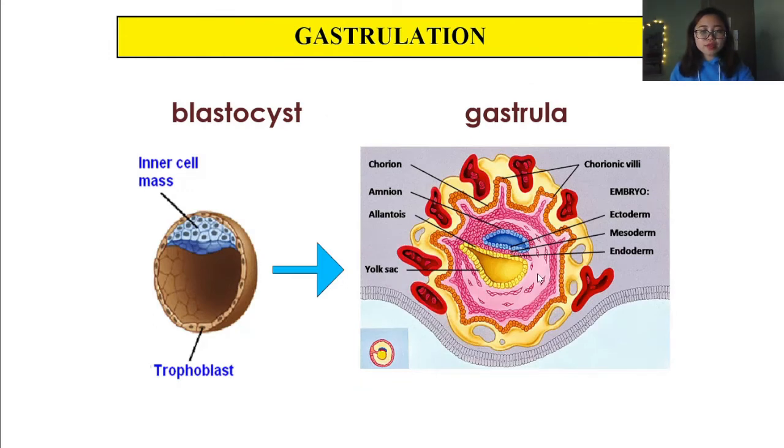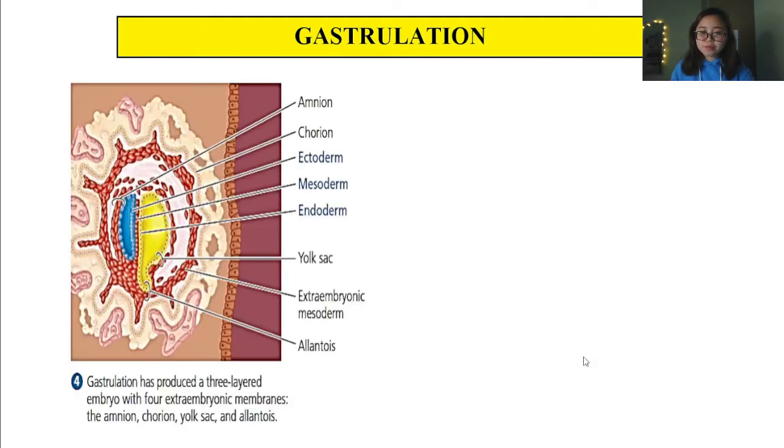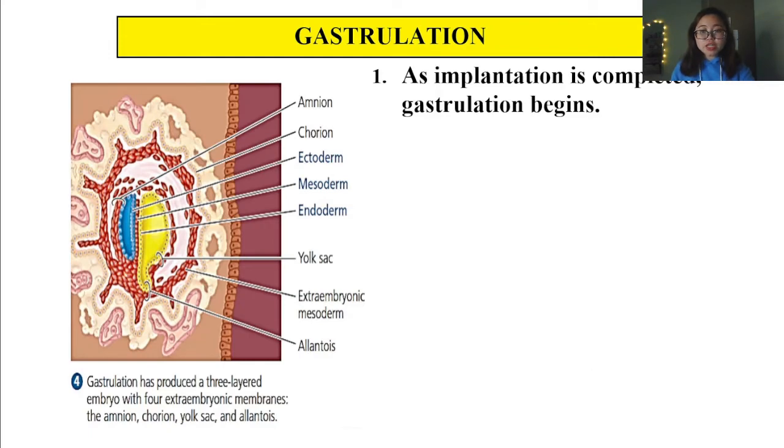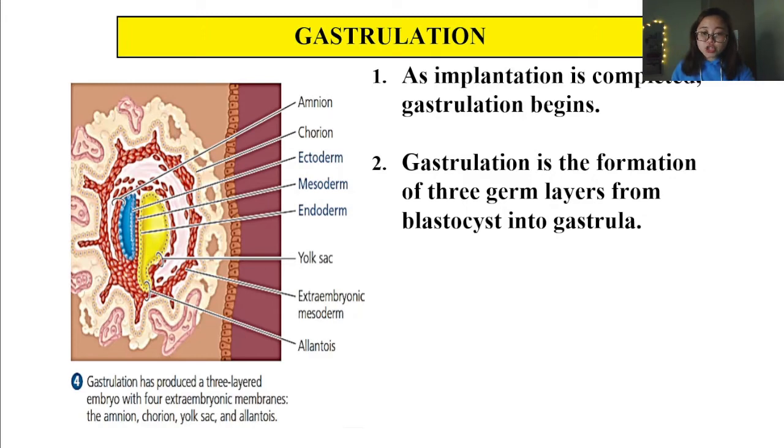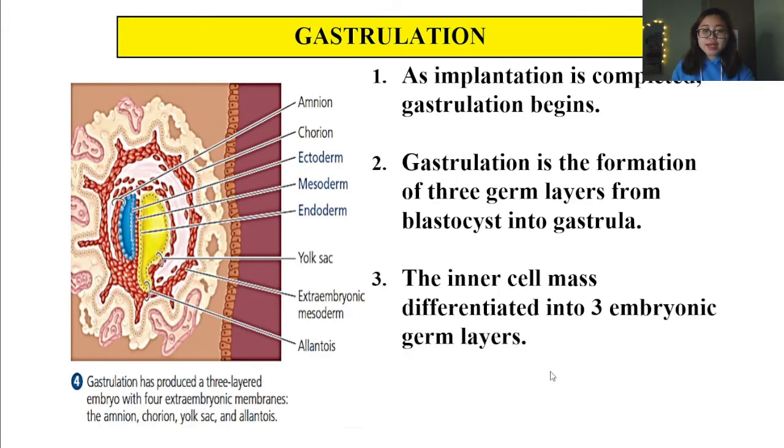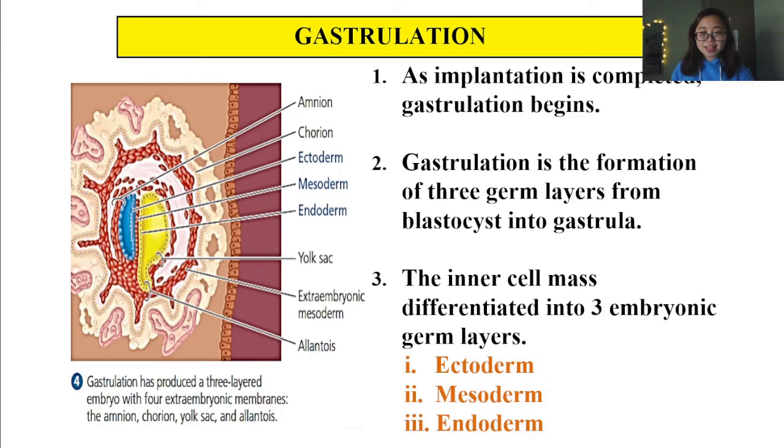Now we enter into the third stage of embryogenesis, which is gastrulation. Our cells go from blastocyst and eventually become gastrula. As implantation is completed, gastrulation stage will begin. Gastrulation is the formation of three germ cells from blastocyst into gastrula. The inner cell mass will be differentiated into three embryonic germ layers, which are the ectoderm, mesoderm, and endoderm.